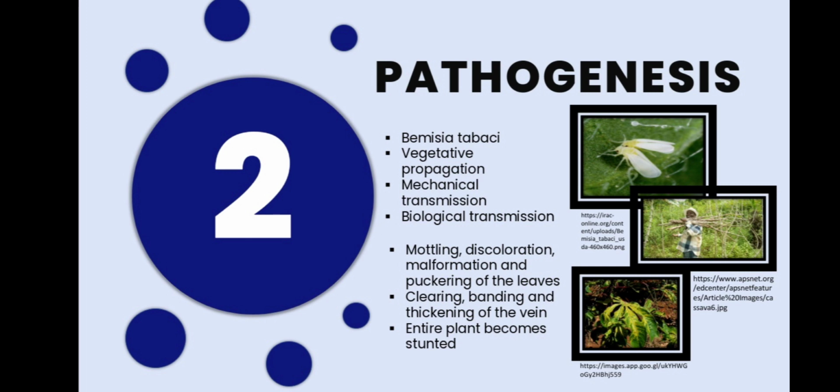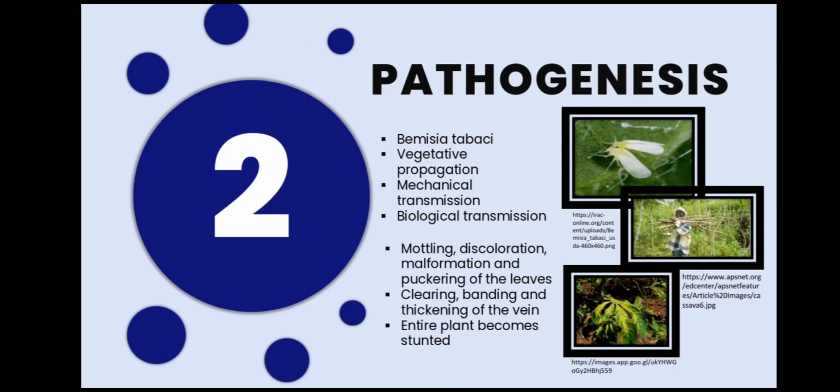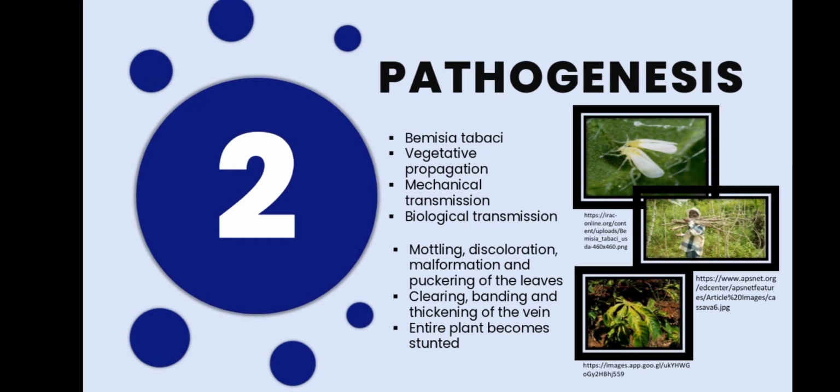After the plant is infected, it will likely experience mosaic symptoms such as mottling, discoloration, malformation, and puckering of the leaves, clearing, bundling, and thickening of the veins, and the entire plant becomes stunted.